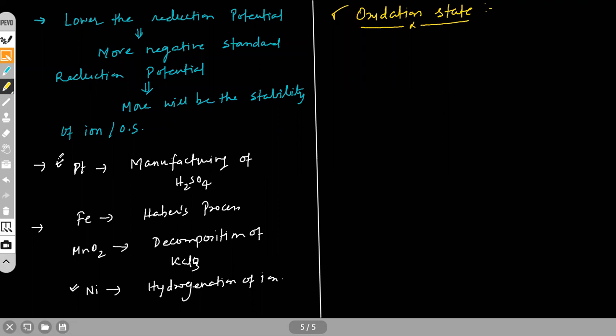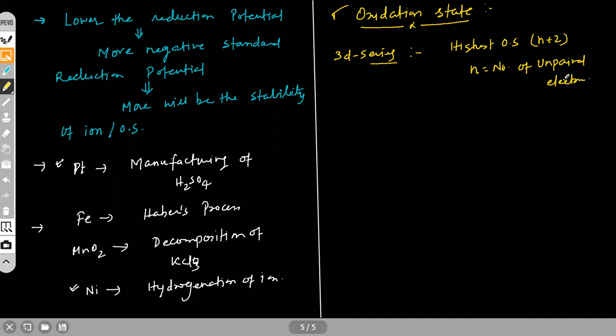Okay, so for the highest oxidation state, I'll give you a small formula here. Highest oxidation state for the 3d series is n plus 2, where n is the number of unpaired electrons. And this is not applicable for chromium and copper. Write this down.